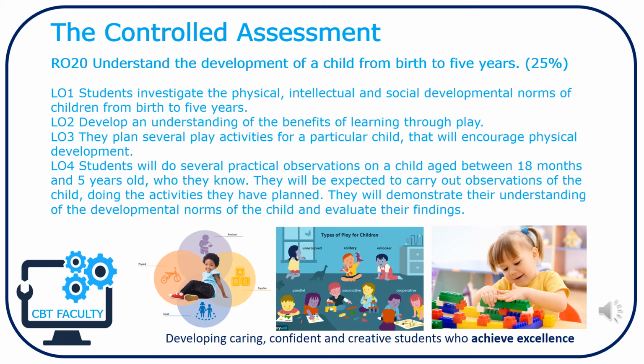The second unit of the controlled assessment is called RO20, Understand the Development of a Child from Birth to 5 years. Again, this accounts for 25% of the total mark. In LO1, students investigate the physical, intellectual and social developmental norms of children from birth to 5 years. LO2, develop an understanding of the benefits of learning through play. LO3, they plan several play activities for a particular child that will encourage physical development.